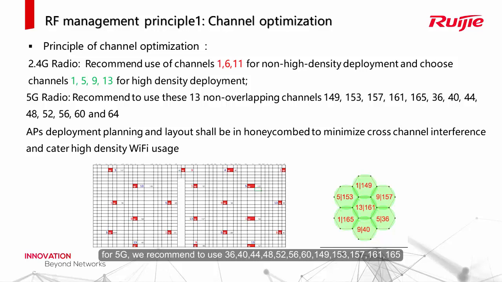For 5G, we recommend to use 36, 40, 44, 48, 52, 56, 60, 149, 153, 157, 161, 165. These are non-overlapping channels. In high-density scenarios, AP's deployment planning and layout should be honeycombed to minimize cross-channel interference and cater to high-density Wi-Fi usage.